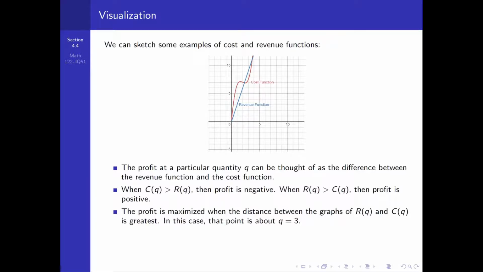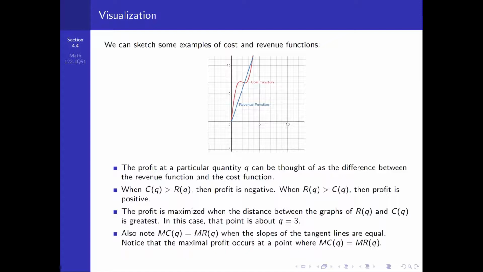So the profit is maximized when the distance between the graphs of the revenue function and the cost function is as big as possible. So you might be saying, well, it looks like the distance is as big as possible at Q equals 1, where I drew before. But you have to be careful here. We're looking for where the distance is biggest, and revenue has to be bigger than cost. So this gap that I found right here, cost is bigger than revenue, so the profit is actually really, really small. Instead, I want to find the biggest gap where revenue is bigger than cost, and that occurs somewhere over here, something like Q equals 3.